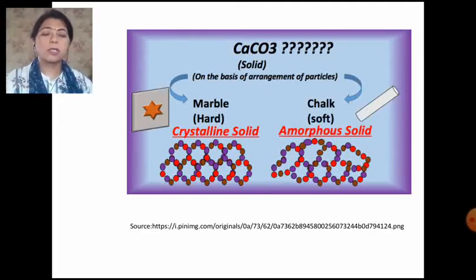Dear students, I am taking the solid state. It is the first unit of class 12th chemistry and it is part 3 of the video session. Dear students, I have told you that on the basis of the arrangement of the constituent particles, solids are classified as crystalline solids and amorphous solids.